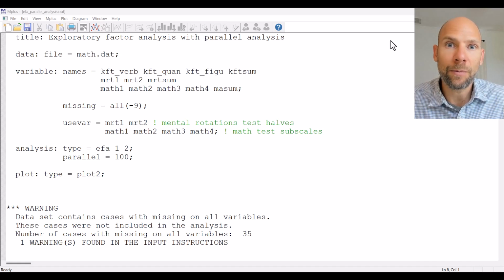Hello everyone, and welcome to this video on how to determine the number of factors in an exploratory factor analysis in Mplus.